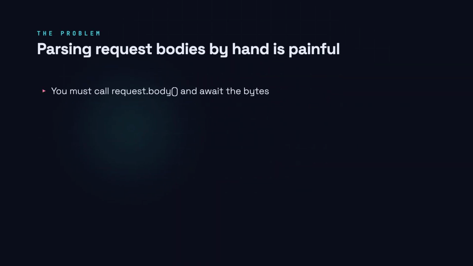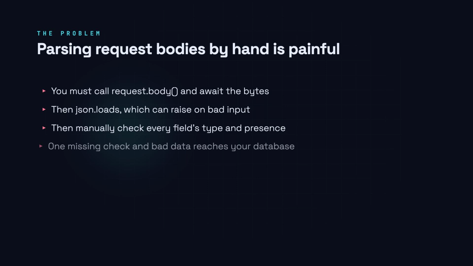Before FastAPI, reading a post body meant several steps: awaiting raw bytes, calling JSON loads, then writing your own validation, checking that a required field exists, that a price is actually a number, that a quantity is not negative. Every endpoint duplicates that work, and it is easy to forget a check. The pain is real boilerplate that also hides bugs.